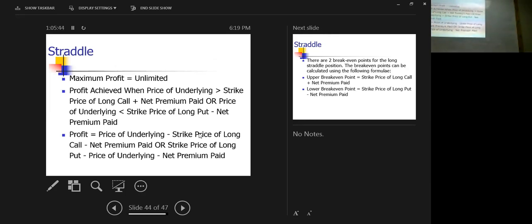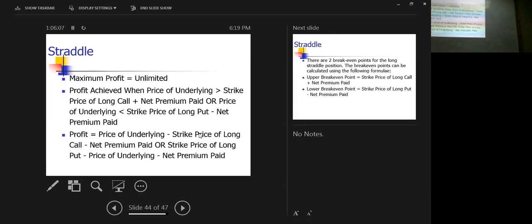Maximum profit is unlimited, right? Because it goes up in either direction once it's past the particular prices, the break-even points. Profit is achieved when the price of the underlying goes above the break-even point to the right, or below the break-even point to the left, right?